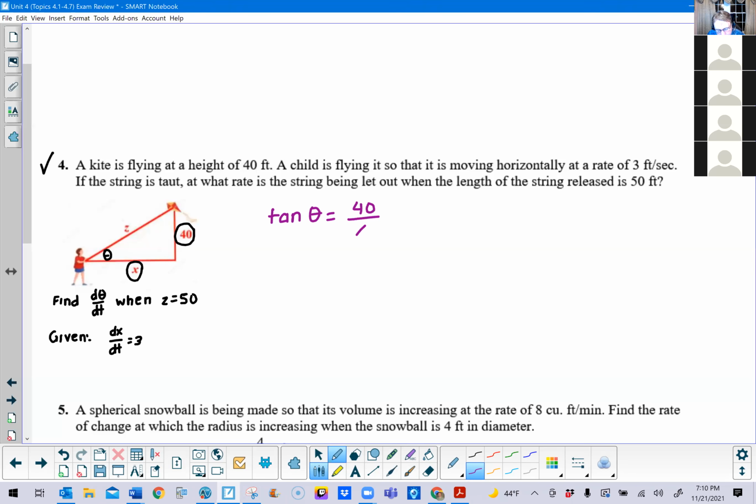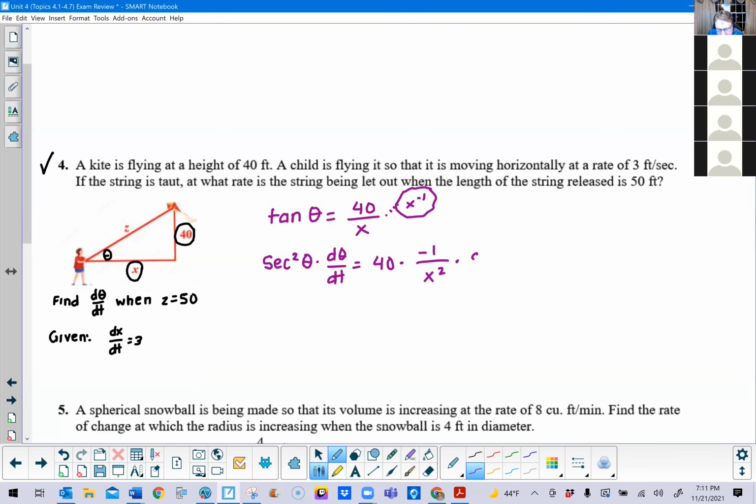Tangent of theta is 40 over x. Derivative of tangent is secant squared of theta, d theta dt. And then the derivative of 40 over x, well, the 40 is just like a constant. And then you can think of the derivative of 1 over x. You've taken that many times. It's negative 1 over x squared, right? Think of that as x to the negative 1 power, right? And you get negative 1 x to the negative 2, which is going to simplify to this guy.